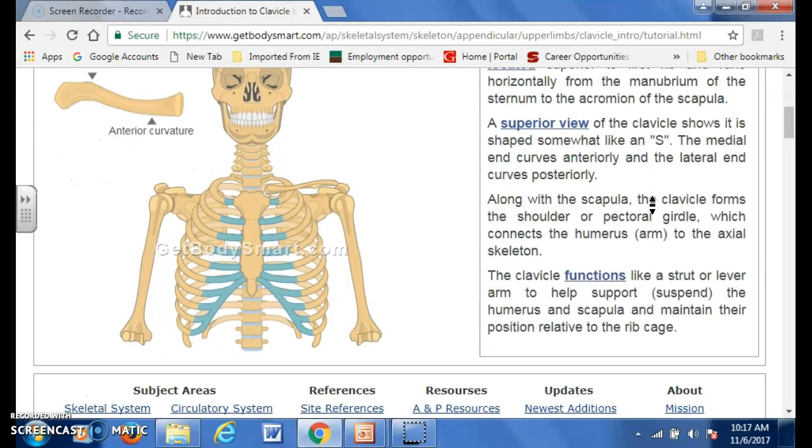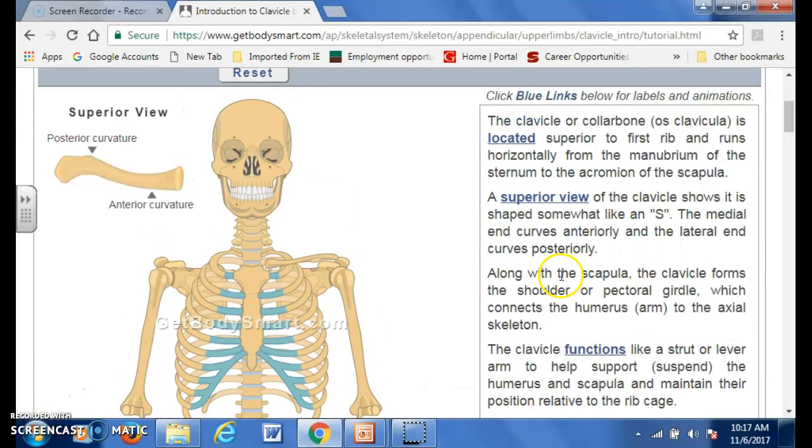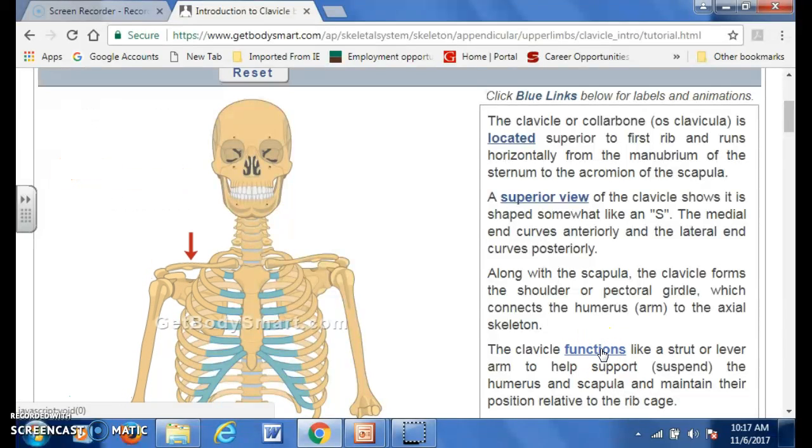As you pan down a little bit, you'll notice there's also some basic information on the functions. The clavicle functions like a strut or a lever arm to help suspend the humerus and scapula and maintain their position relative to the rib cage. If you click on functions itself, you'll notice that it actually shows you the movements. So what I'd like you to do is play around with this certainly, but cycle through and find at least 5 bones, and answer those 3 questions for each.